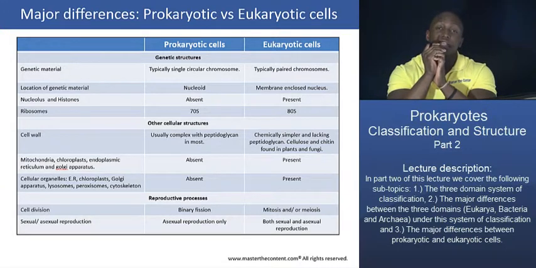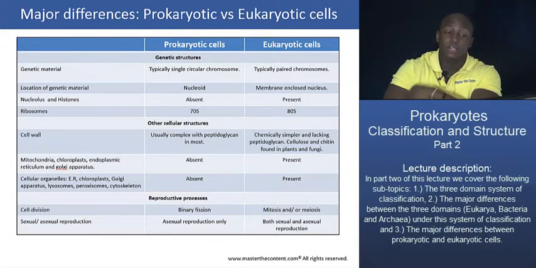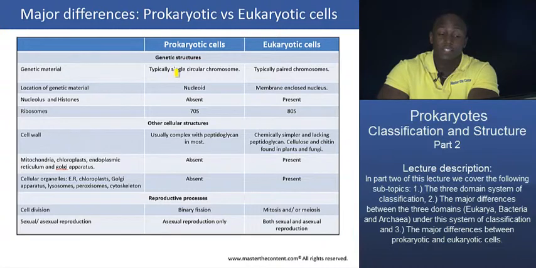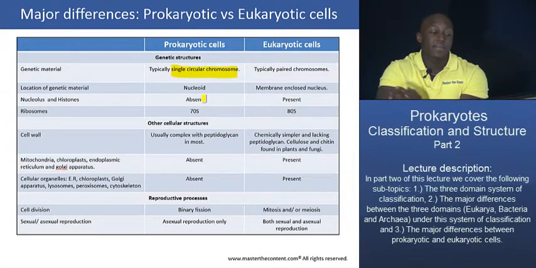So when we're talking about the genetic material of these organisms, what's different? What do prokaryotic cells have or not have that eukaryotic cells have? We've already talked about it. So the genetic material in prokaryotic cells will primarily consist of a single circular chromosome. Whereas in eukaryotic cells, you're going to find them typically having varying numbers of paired chromosomes. So we have a single circular chromosome in the case of prokaryotic cells, and we have typically paired chromosomes in the case of eukaryotic cells.